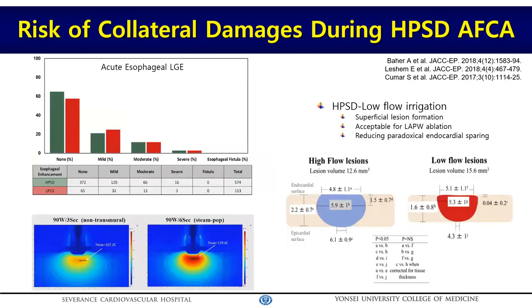However, what worries anybody about hyper-short duration ablation might be collateral damage, especially esophageal injury, and the risk of cardiac tamponade. However, in several studies, hyper-short duration ablation did not increase the risk of esophageal damage, and hyper-short duration low flow irrigation was advantageous in the LA posterior wall in rapidly creating superficial lesions and reducing the endocardial sparing. Endocardial sparing is a phenomenon in which, when the irrigated flow is increased, a deep lesion is created by conductive heat, but paradoxically, endocardial surface burn is insufficient.